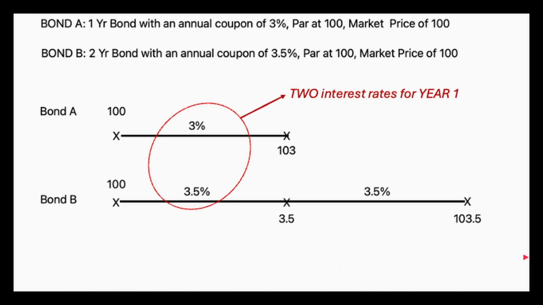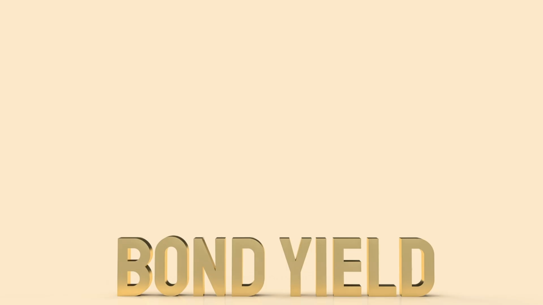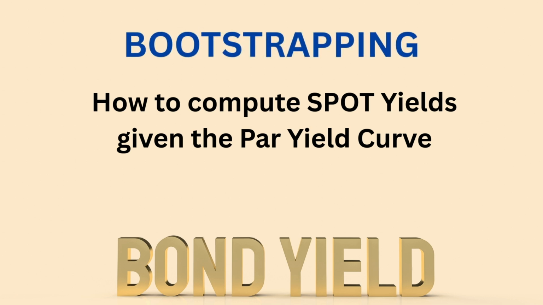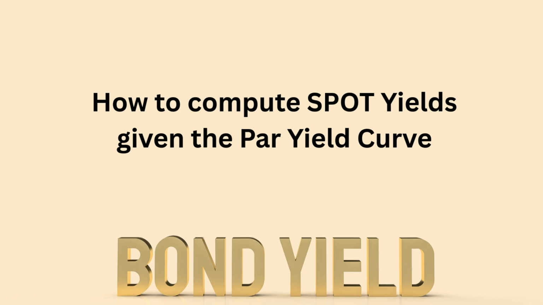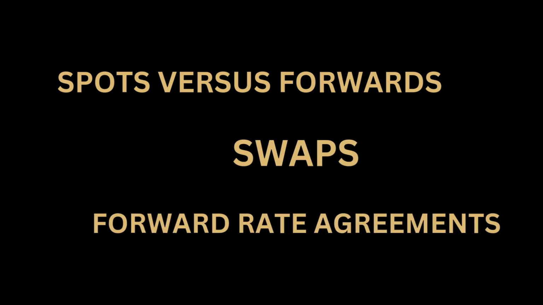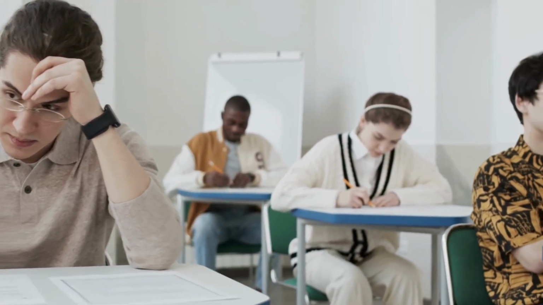Well, if you're interested to find out how finance practitioners answer this question, which has everything to do with spot rates, by the way, do listen up as we try to answer this question for you. So, welcome back. Today we'll be focusing on yield curves, specifically how to compute spot rates given the par yield curve in a process known as bootstrapping. It's a key skill in fixed income analysis and for understanding our future topics on interest rate derivatives such as spots versus forwards, swaps, forward rate agreements, etc. If you're into CFA exam preparation or you're doing investment analysis, well, this video is for you.